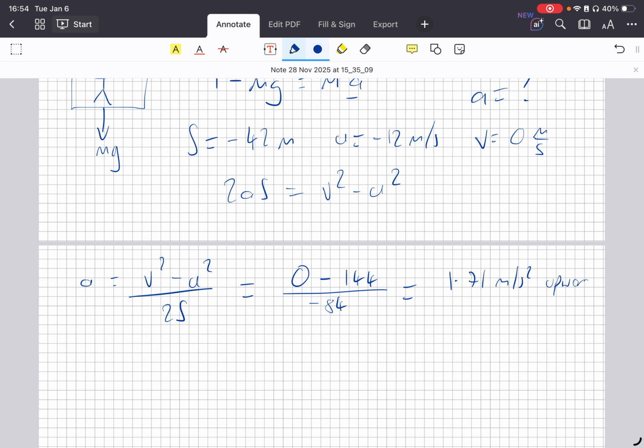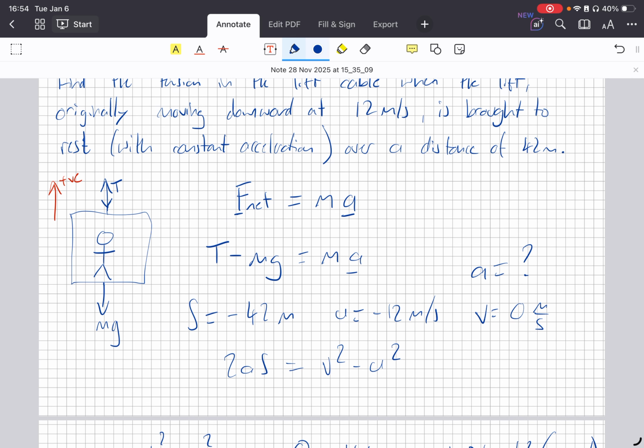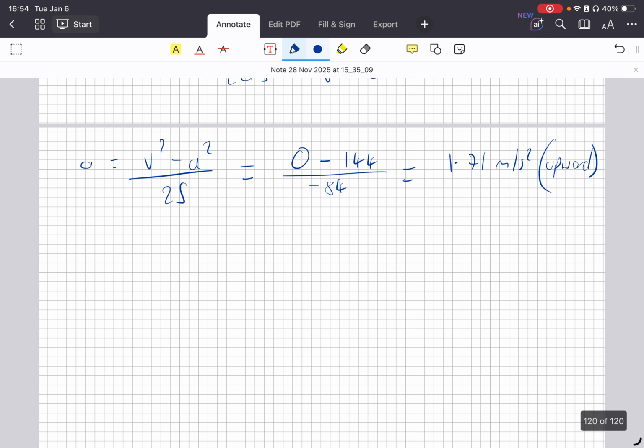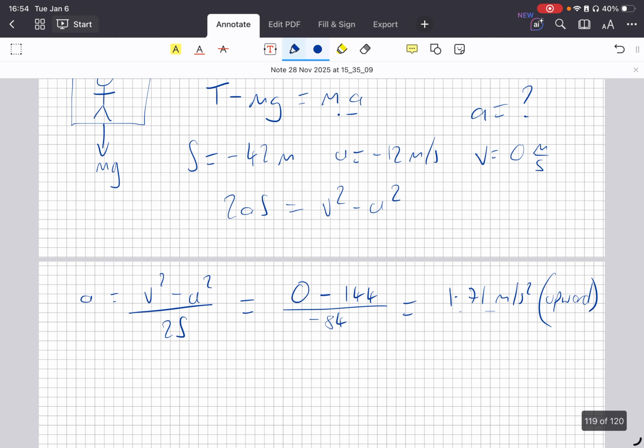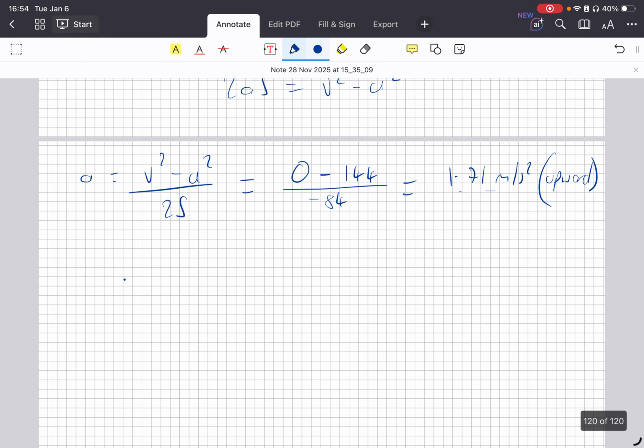So I'll just note down that that's upward. And what that really means, of course, is that the lift is moving downwards. If it's accelerating upward, what that means is that it's slowing down. It's a deceleration. Okay, so this is our acceleration. And we're now in a position to substitute this acceleration into this formula to calculate the tension.